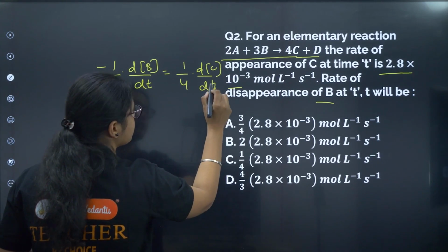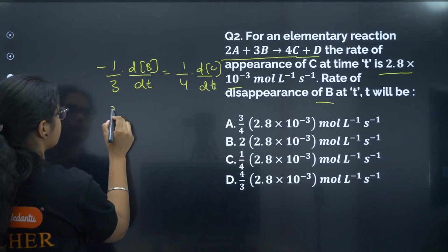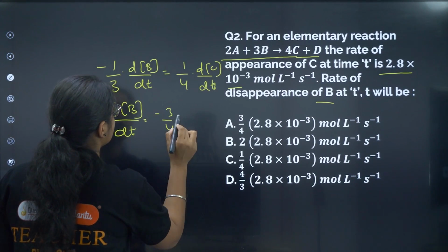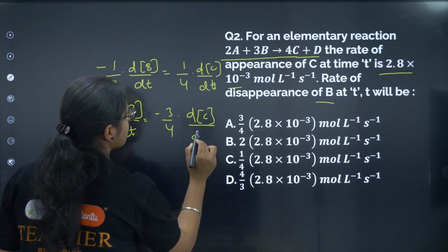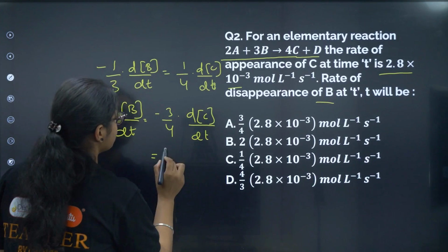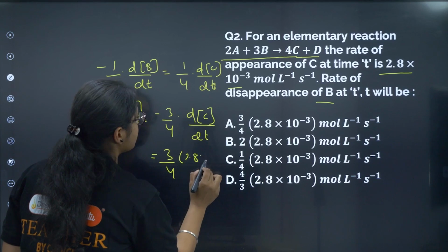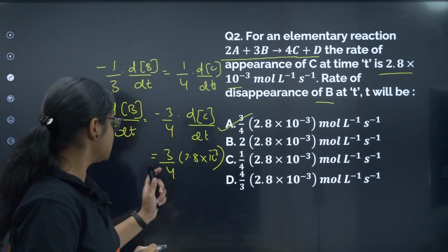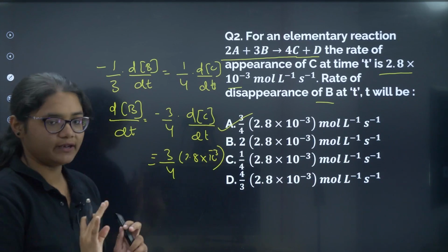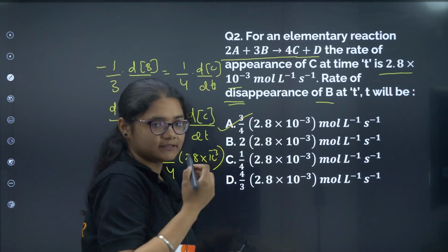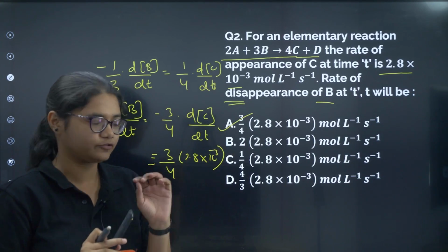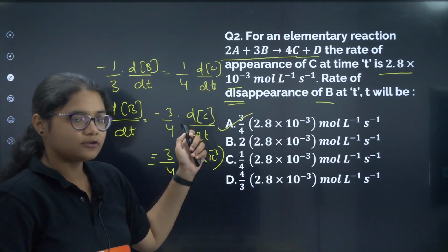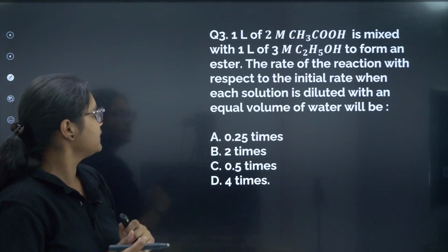Now let us calculate d[B]/dt. d[B]/dt will be equal to minus 3 by 4 d[C]/dt, and the d[C]/dt value is given as 2.8 into 10 to the power of minus 3. So the correct answer for this question will be option A. You'll be thinking that the minus is there but in the option it is not given. When they have already told that rate of disappearance is asked, that means the concentration is decreasing. So the rate of disappearance is 3 by 4 of d[C]/dt. This is also an easy question, and you will get many questions of this type.